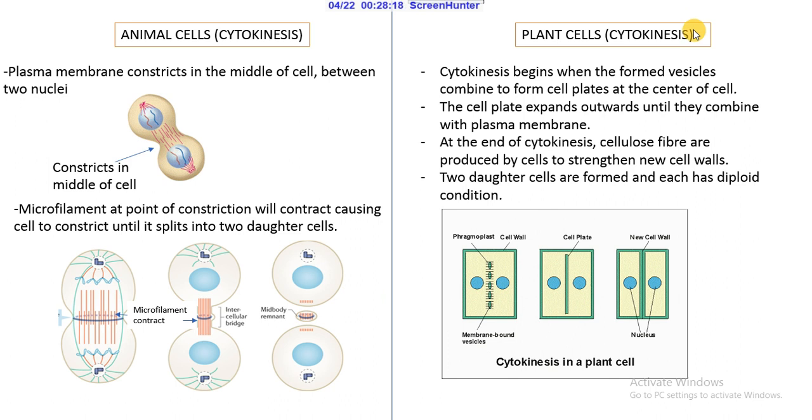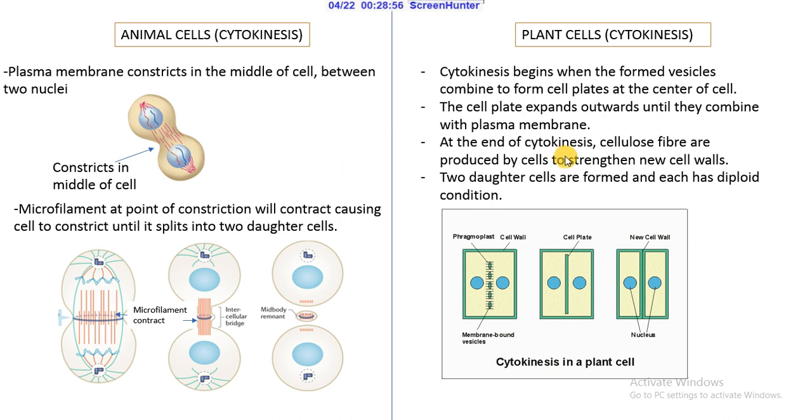And for the plant cells, cytokinesis begins when the formed vesicles combine to form a cell plate at the center of the cell. If you can see the membrane-bound vesicles, they will combine in the middle between the two nuclei. The cell plate will expand outwards until it combines with the plasma membrane. First, the membrane-bound vesicles will become the cell plate. It will grow until it touches the plasma membrane, touching at both sides, and then it will completely separate the two daughter cells.